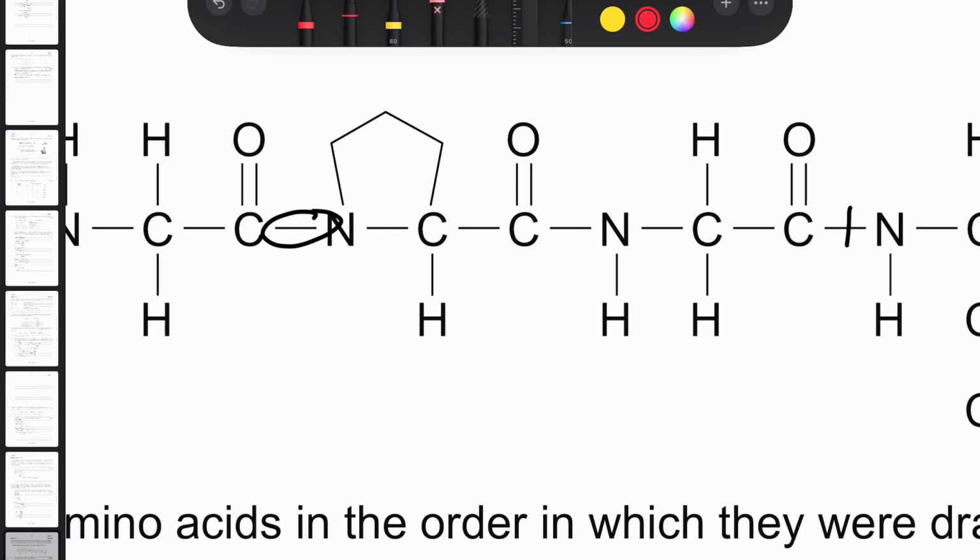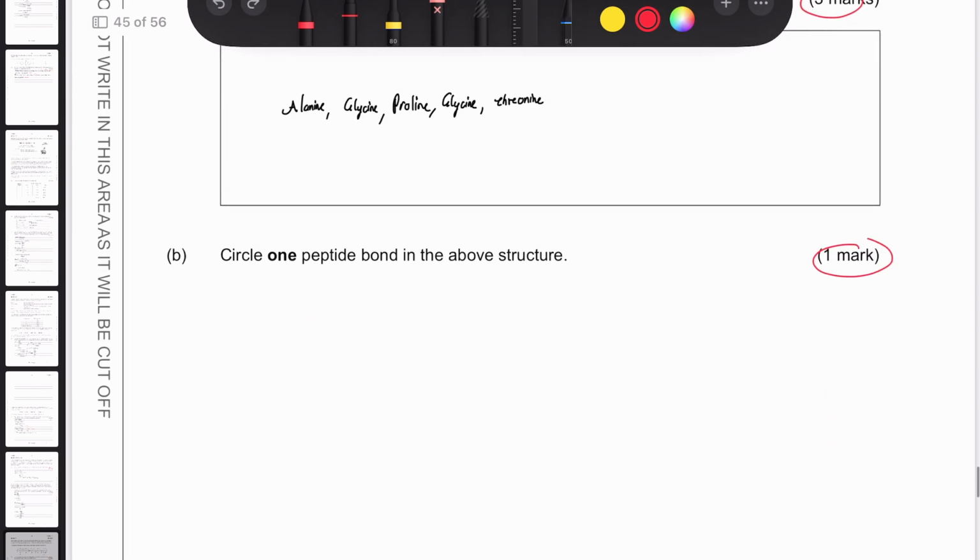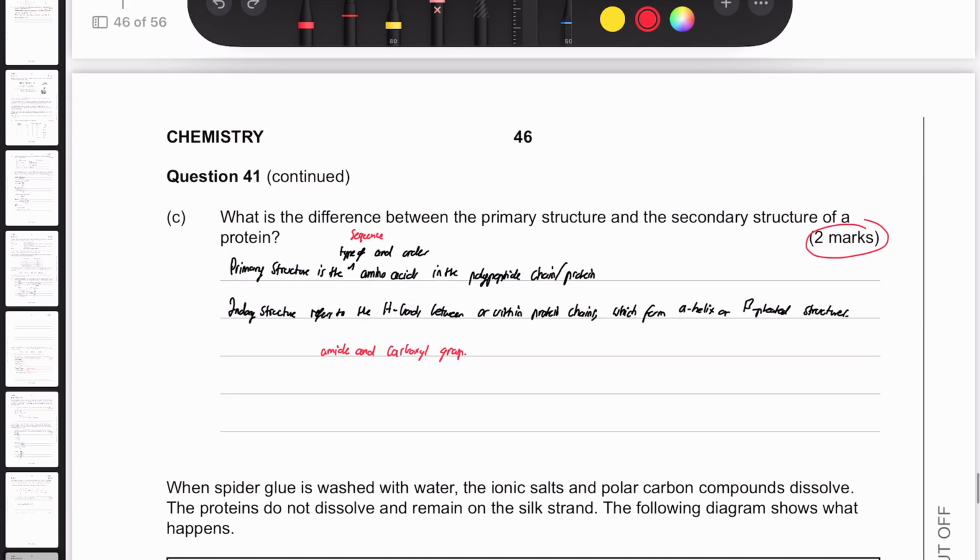So let's list the ones we've seen. We've seen that one. We've seen that one. We've seen that one. And now we've seen that one. So that's 4 different ways you can circle peptide bonds.